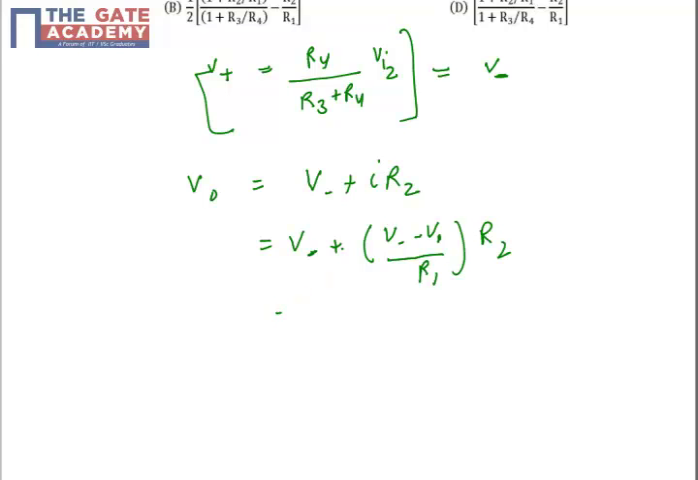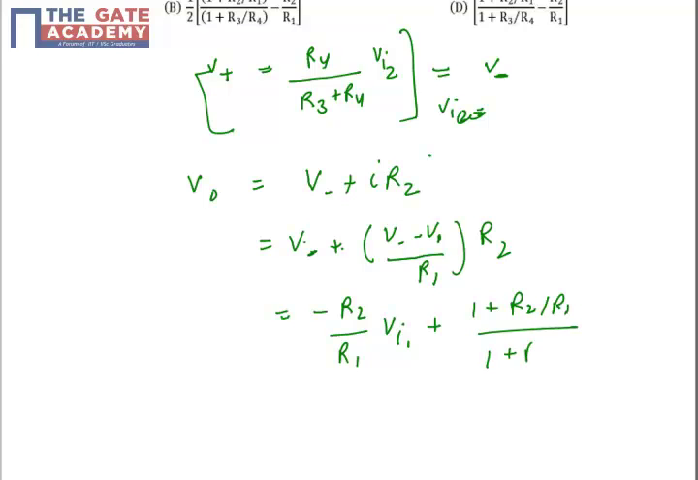Now make some calculation and separate the V minus and VI1 terms. We know that V minus is R4 upon (R3 plus R4) times VI2. Putting in the value of V minus and separating the VI1 and VI2 terms, you will get the expression: V0 equals minus R2 by R1 times VI1 plus (1 plus R2 by R1) upon (1 plus R3 by R4) times VI2.